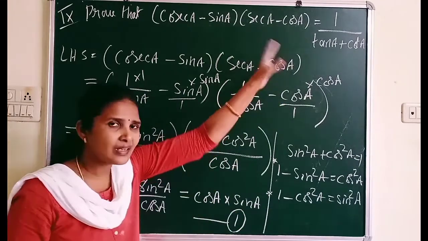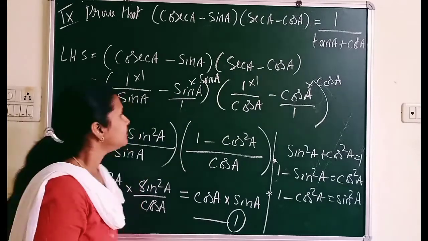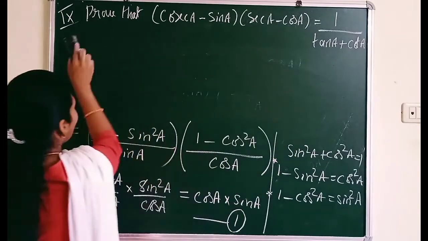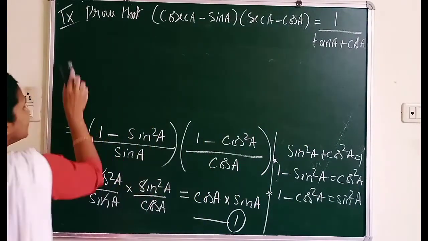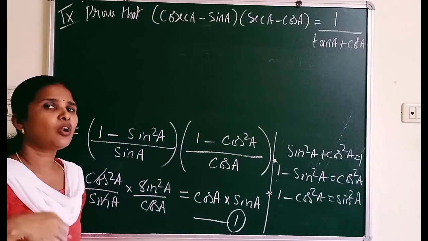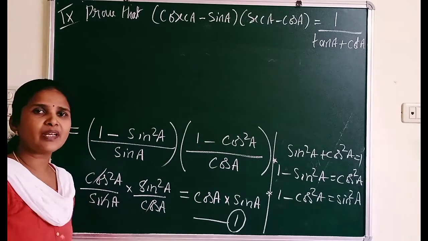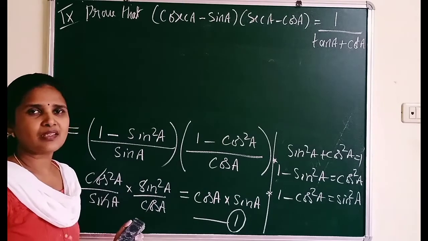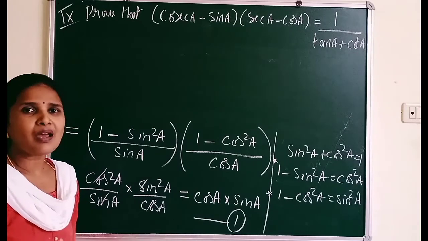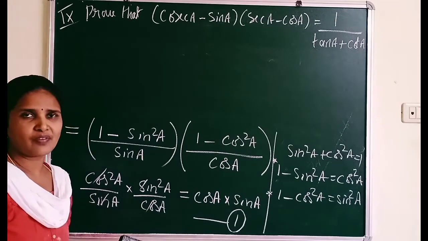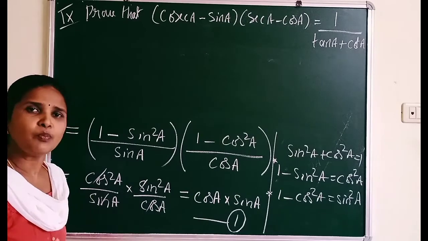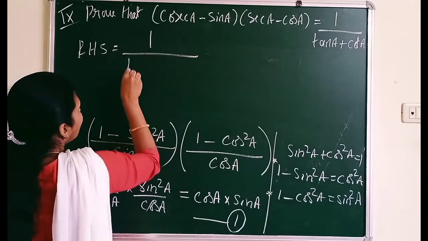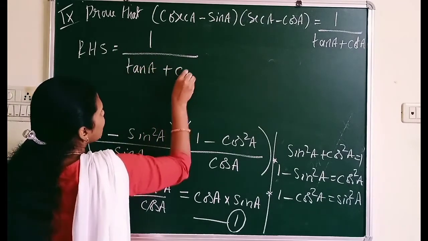Now let us take the RHS also and simplify. Let us see what happens. Whenever you take the LHS and you are not getting the RHS, or you take the RHS and you don't get the LHS, this is another method of doing it. Simplify both LHS and RHS and come to a common answer. When you get a common answer after simplification of LHS and RHS, that is also proved. So now let us take the RHS, 1 divided by tan A plus cot A.